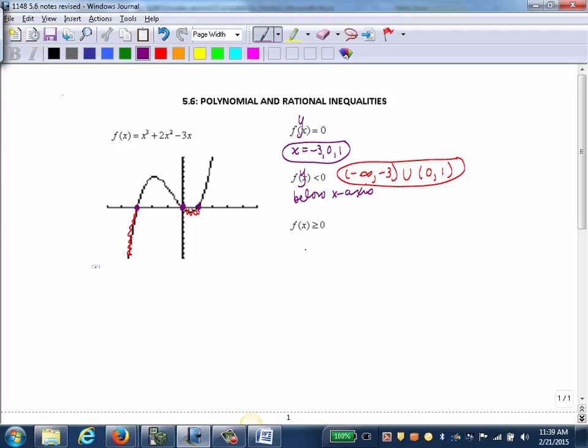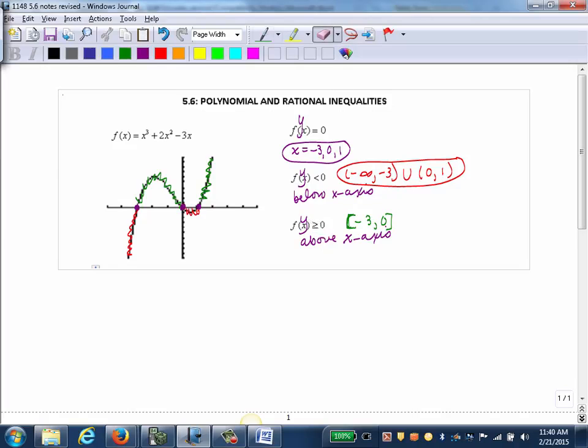Then my third one, f of x greater than or equal to 0, I want to know where my y values are greater than or equal to 0. So now I'm looking above the x-axis. So on my graph, I see I've got a region here and a region here. So in interval notation, I have a piece from -3 to 0, and now I'm using brackets because this inequality has the equals. It's greater than or equal to. And then I'll join that with my second piece, which goes from 1 to infinity. Again, bracket on the 1, comma, infinity.